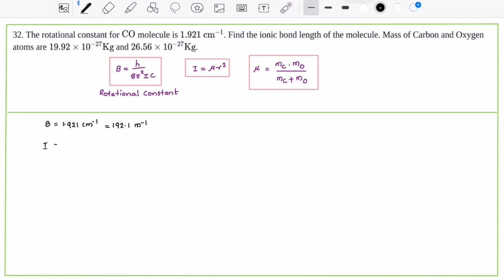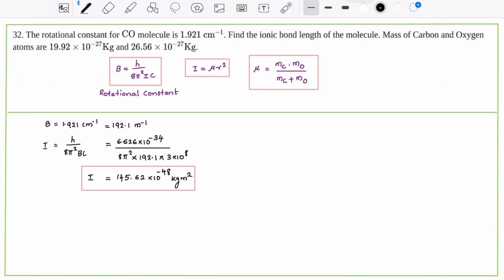Now what is the moment of inertia I? That is equal to h by 8 pi square BC. This is equal to 6.626 into 10 raised to minus 34 divided by 8 pi square into 192.1 into 3 into 10 raised to 8, and that is equal to 145.62 into 10 raised to minus 48 kilogram meter square. This is the moment of inertia I.